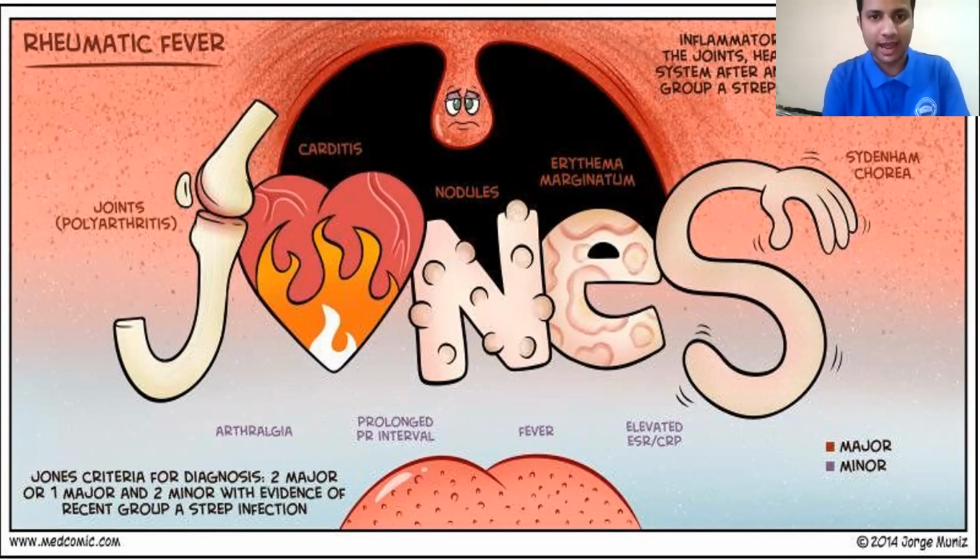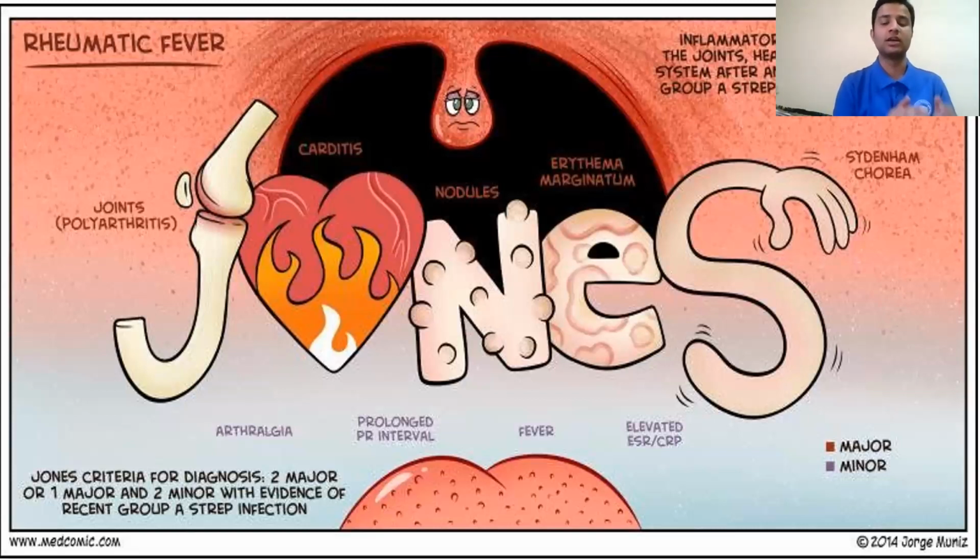It is defined as an inflammatory disease involving joints, skin, and nervous system after post-sequel infection of group A streptococcal pharyngitis, group A beta hemolytic streptococci. So after the infection, when rheumatic fever is manifested, we will see clinical manifestations of rheumatic fever, which are very well explained by Jones classification, Jones criteria.